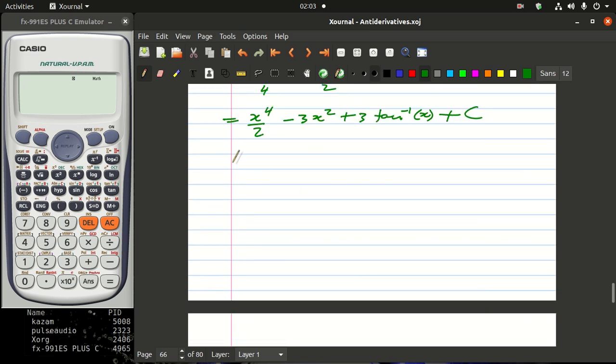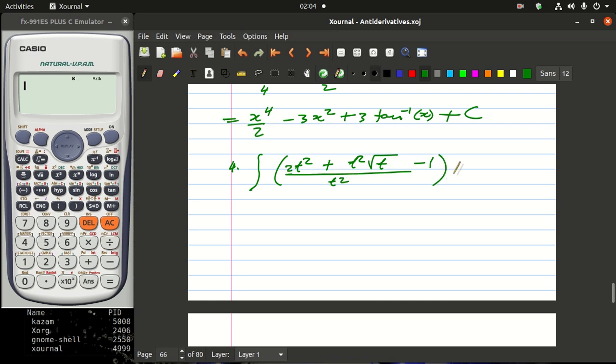Now we need to go to a number 4. What is number 4 saying? Number 4 we wanted to find, we have 2t squared plus t squared times root t minus 1 all over a t squared, and then we have a dt.